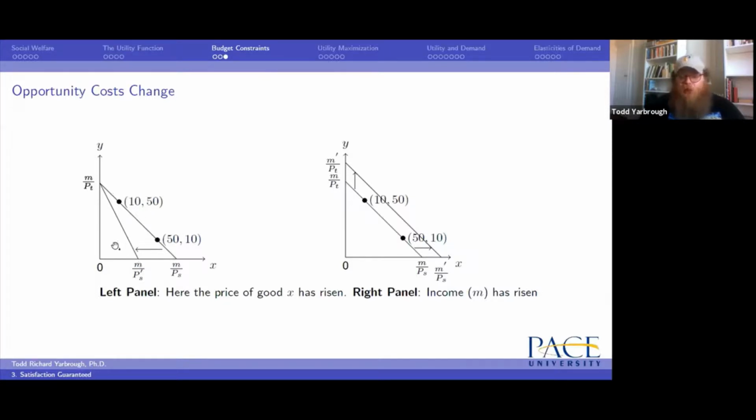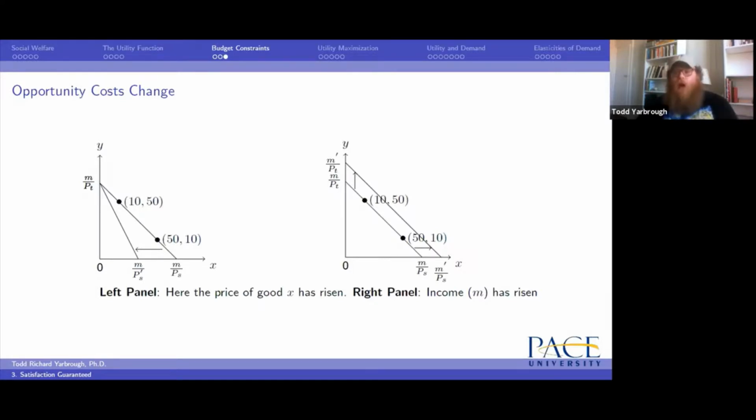You can see that my choice set is now smaller. Again, this should make a lot of sense. And my ability to consume has now been restricted. So this is what happens if you consume goods and the price of one of the goods that you consume rises. This now constricts your ability to consume all the other goods that you consume, assuming you still consume that good.